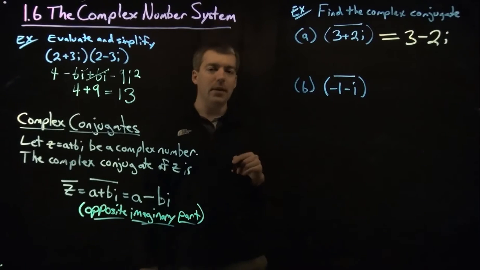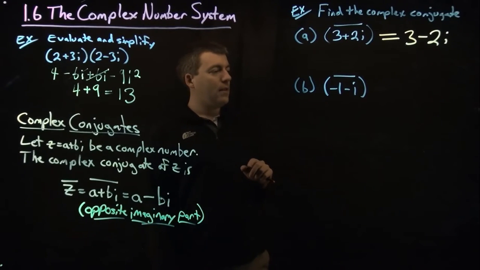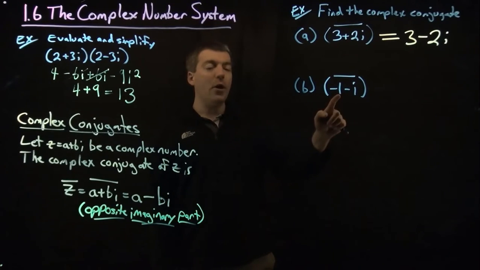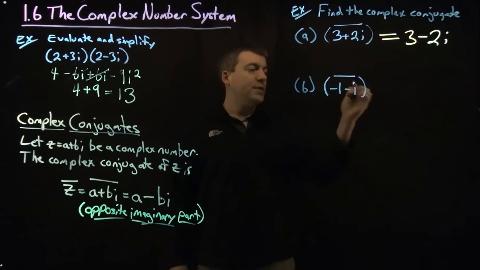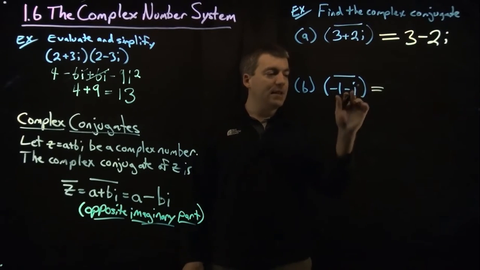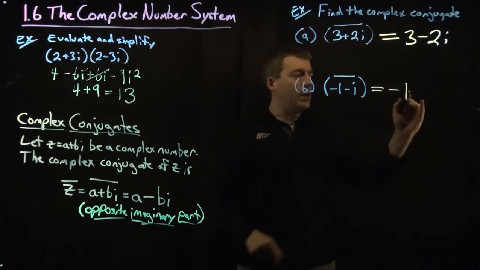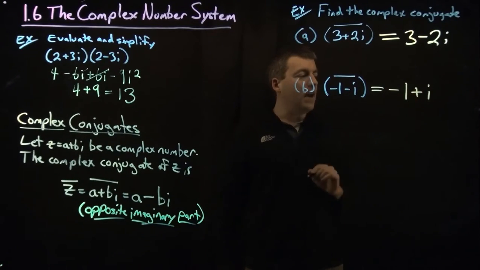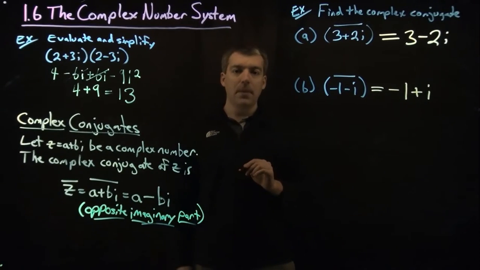Okay, go ahead and find the complex conjugate to this complex number. So real part of 1, imaginary part of negative 1. So the conjugate would take the opposite imaginary part. So we'd still have a 1, and then we change the sign on the i part.